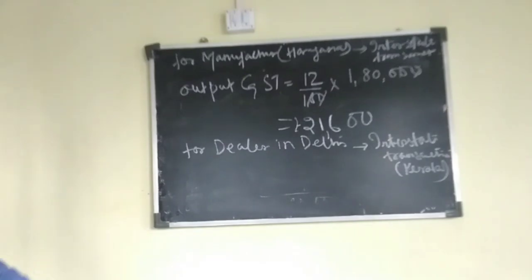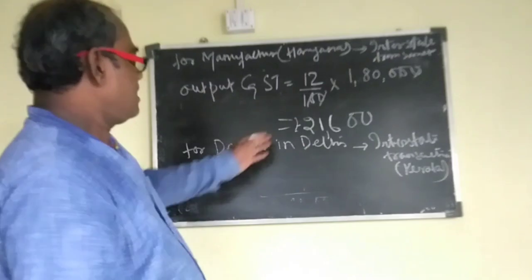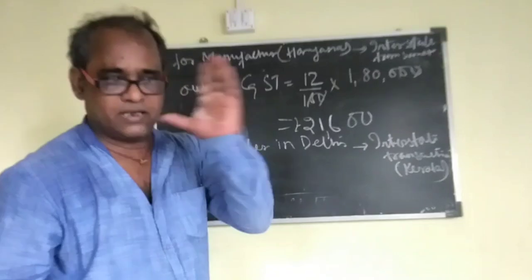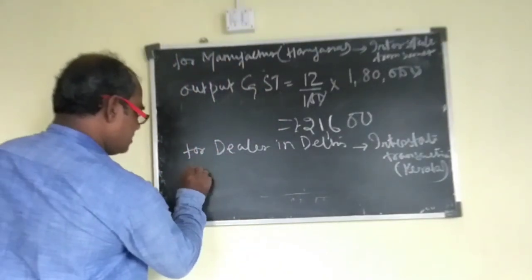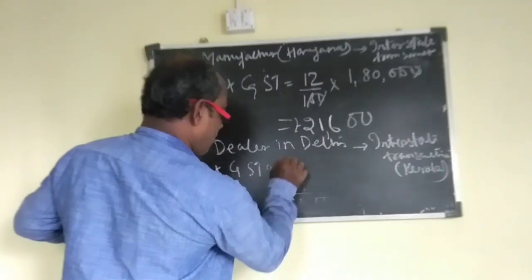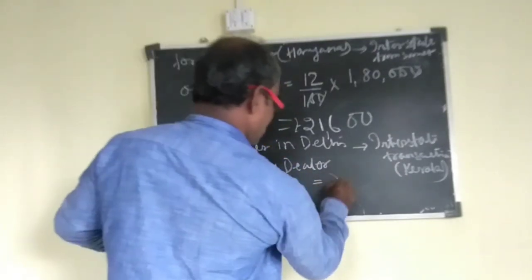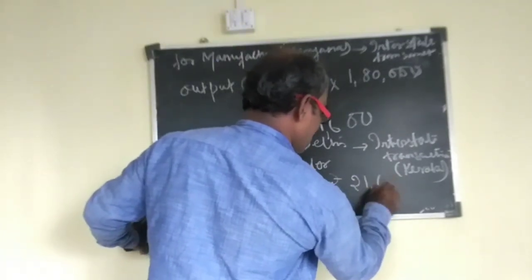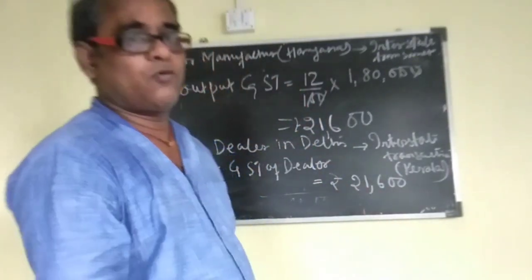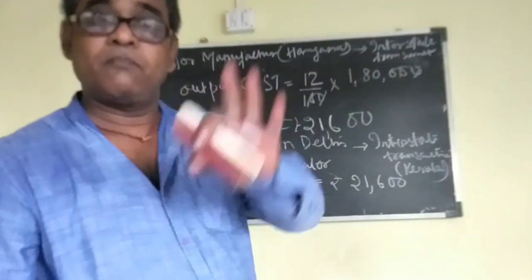Now let us see over here. So this was the output GST of manufacturer. That means this GST has been paid by the dealer. So this becomes the input GST of dealer. So we can write here input GST of dealer is equal to rupees 21,600. Now the dealer sells the good at a discount of 10% on marked price.